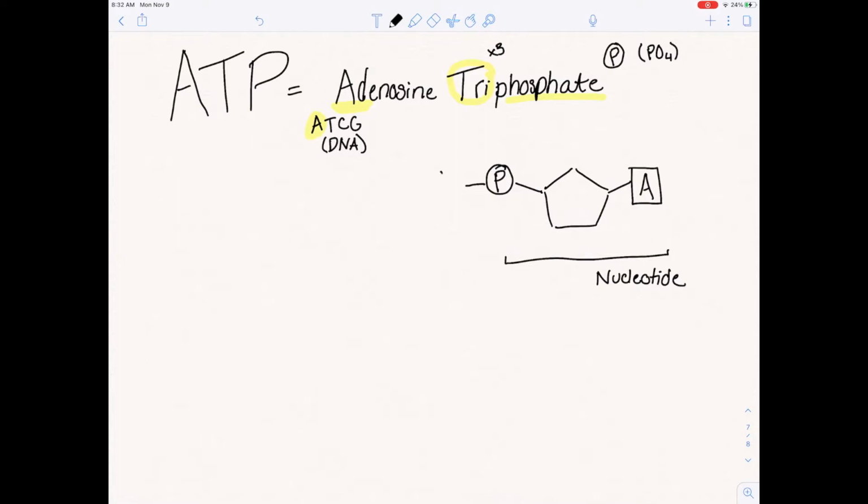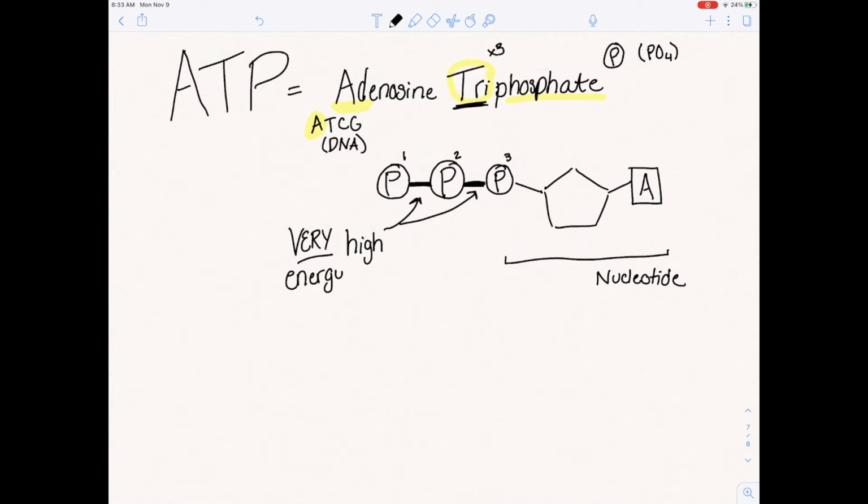But because it's a triphosphate, adenosine triphosphate, we have to add 2 more phosphates. So I'll number these 1, 2, and 3. And the other part of this that's a key to remember is that the bonds between the phosphates, so the phosphate-phosphate bonds, those are going to be very, very high energy bonds. That means that when they're broken, they're going to release a great deal of energy.